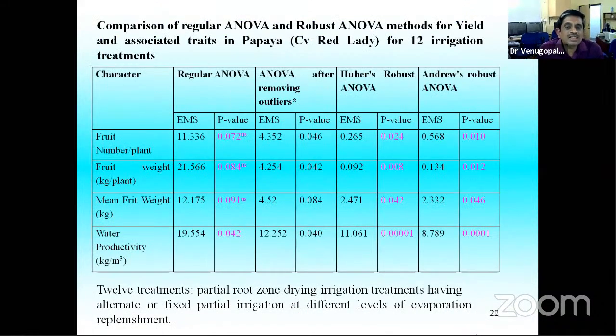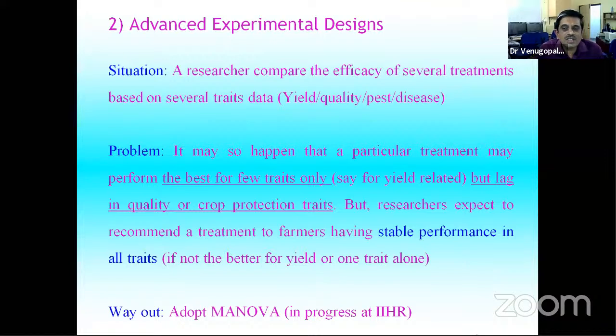And we have done another experiment, that is root zone drying irrigation experiments in Red Lady papaya. Based on that also, we could see that when we use the regular ANOVA, the p-value, which is mentioned in the third column, has given non-significant results. But when we use the robust ANOVA without removing the outlier replication, the p-value has drastically reduced, and the researcher is in a position to say which is the best irrigation treatment out of these. Now the second advanced methodology, let me go.